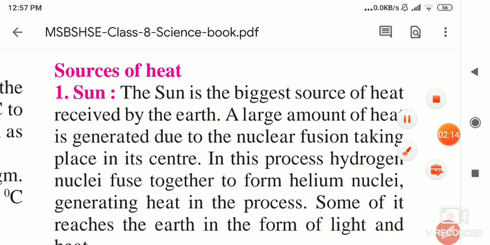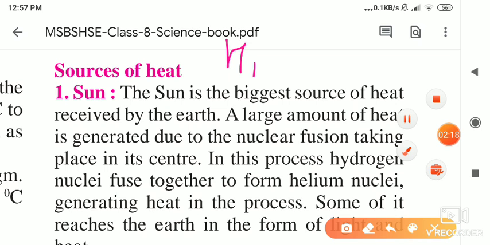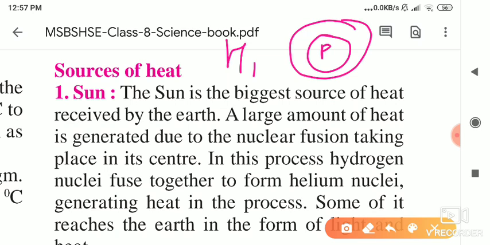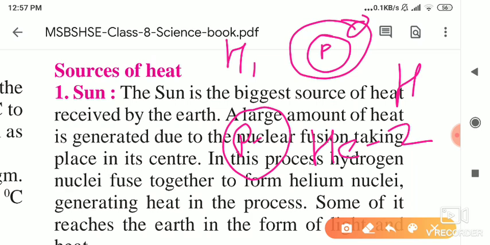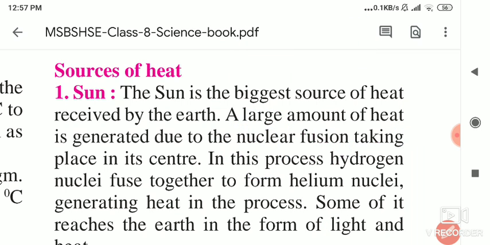As I told you before, the atomic number of hydrogen is 1. It has 1 proton in its nucleus, and 1 electron is revolving around the nucleus. So two such hydrogen atoms combine and form helium. Helium's atomic number is 2, which means its nucleus now contains 2 protons.